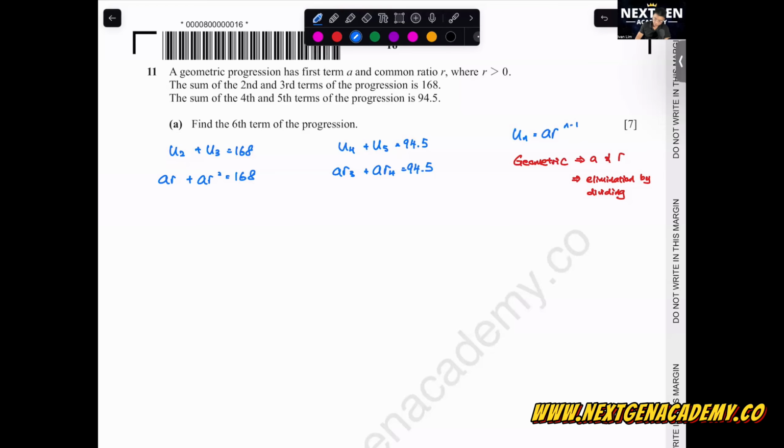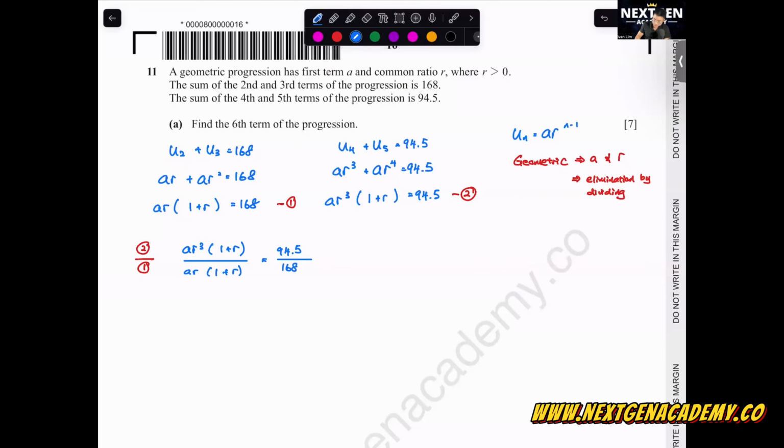Okay, so this is how we will do this. You factorize the highest common factor first. This one will be AR, 1 plus R equals 168. Sorry, this one the cube should be on top: AR cubed, 1 plus R equals 94.5. Let's call these equation 1 and equation 2. Take the bigger power, divide by the smaller power. Equation 2 divided by equation 1: AR cubed (1 plus R) over AR (1 plus R) equals 94.5 over 168.